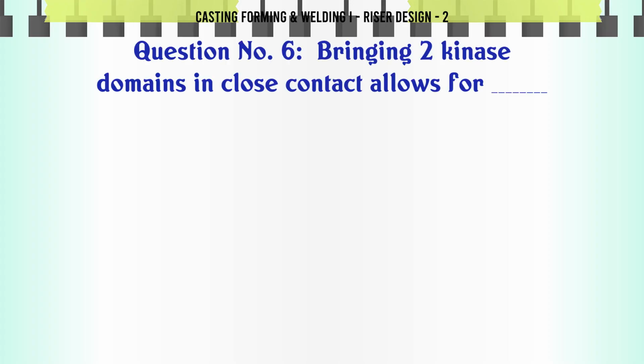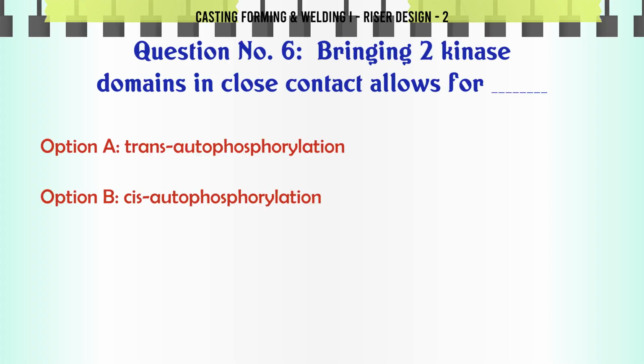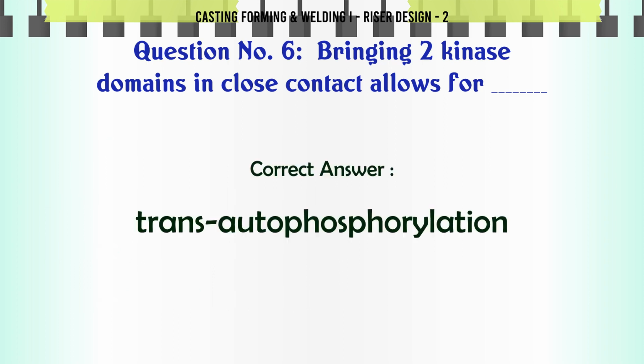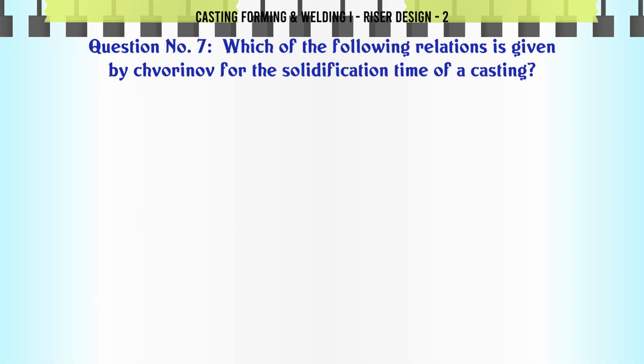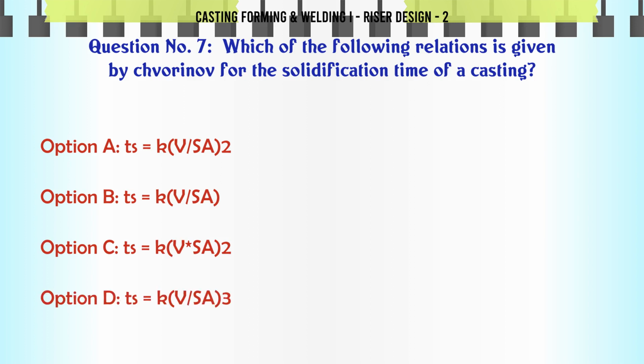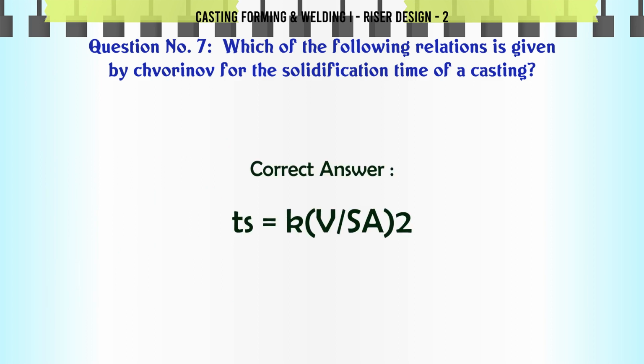Bringing two kinase domains in close contact allows for A. Trans-autophosphorylation. B. Cis-autophosphorylation. C. Inactivation of one domain. D. Inactivation of both domains. The correct answer is trans-autophosphorylation. Which of the following relations is given by Chvorinov for the solidification time of a casting? A. T = KV. B. T = KV/Sa. C. T = KV²/Sa². D. T = KV³/Sa³. The correct answer is T = KV²/Sa².